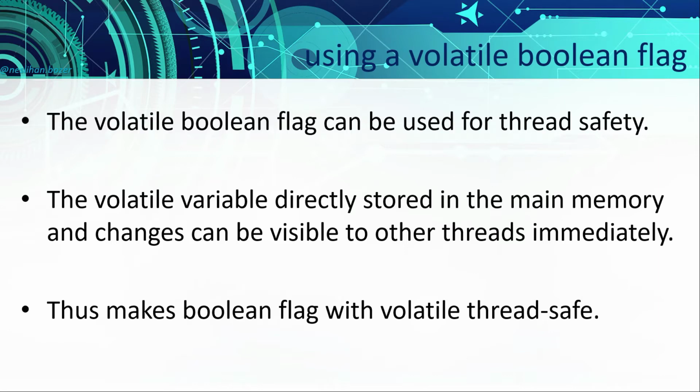With a volatile boolean flag, the volatile keyword is one of the approaches to providing thread safety. Because a volatile variable is directly stored in main memory, changes are visible to other threads immediately. Thus, using the boolean flag with volatile makes our code thread safe, so we can get rid of the visibility problem which exists in the first approach.